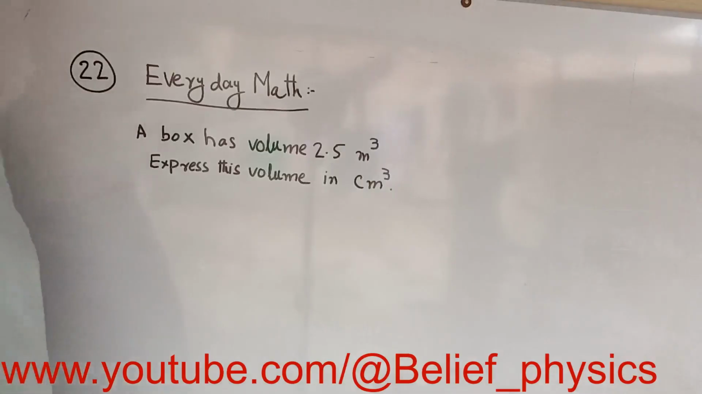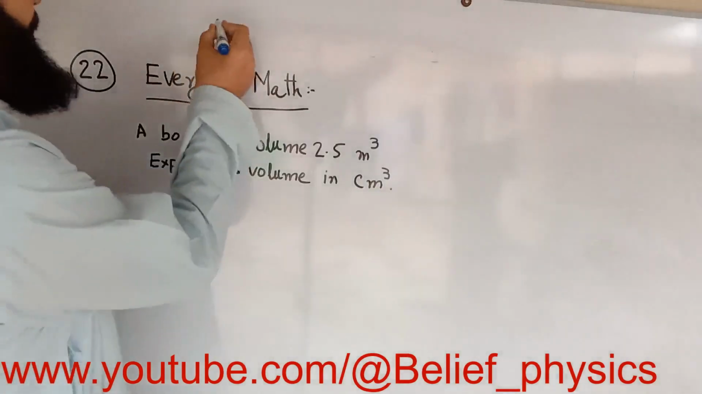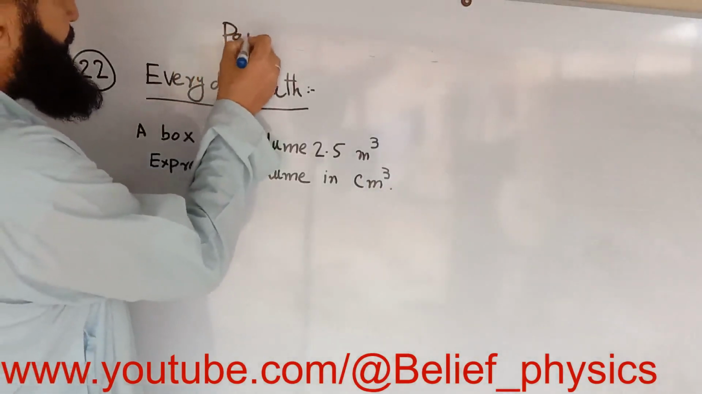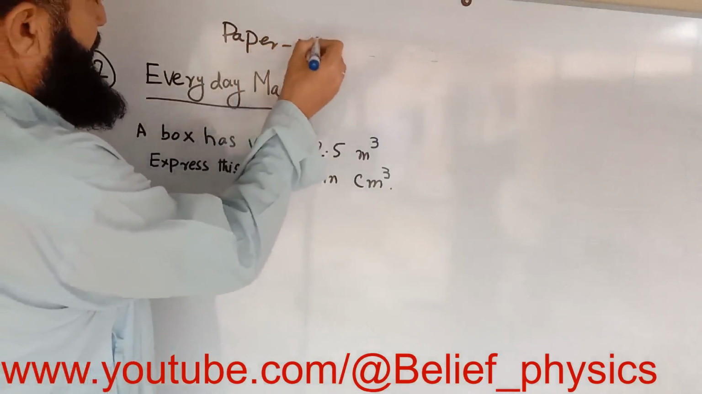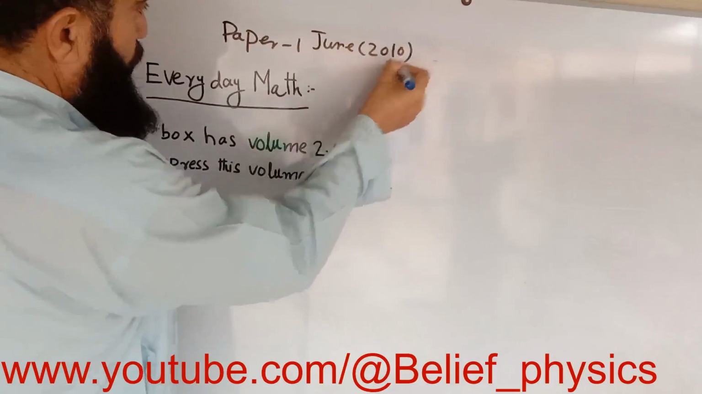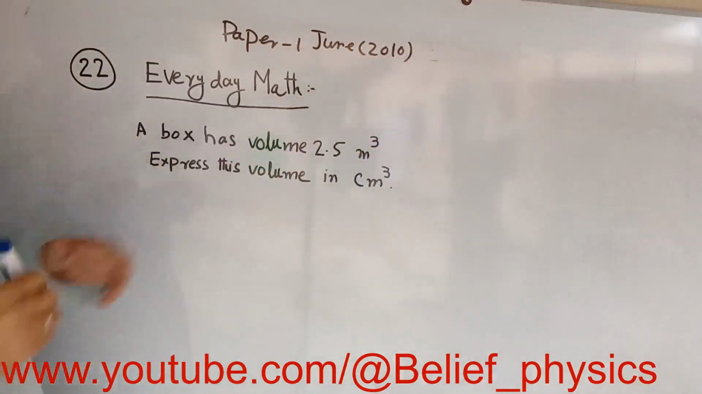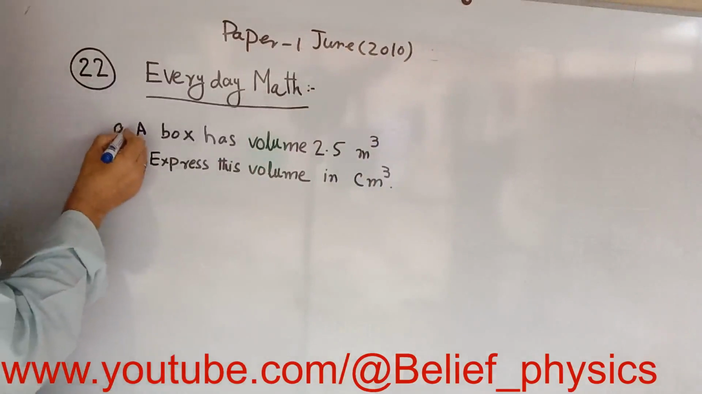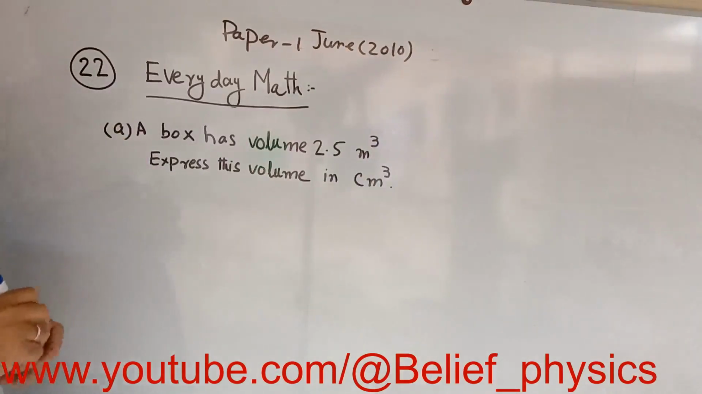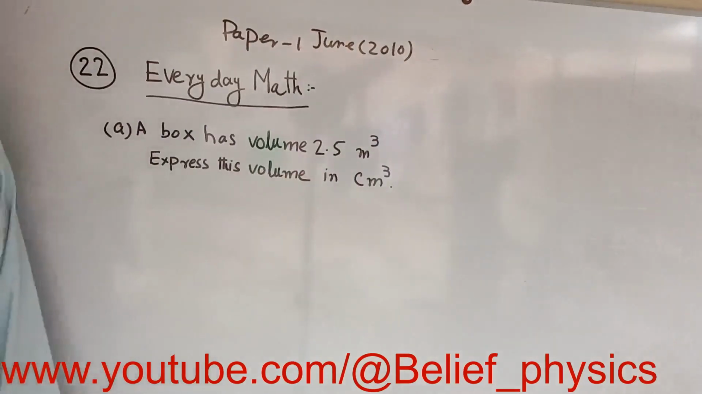About everyday mathematics. The given question is from Paper 1, June 2010 O-level. It is part A of question 22. A box has volume 2.5 meter cube. Express this volume in centimeter cube.